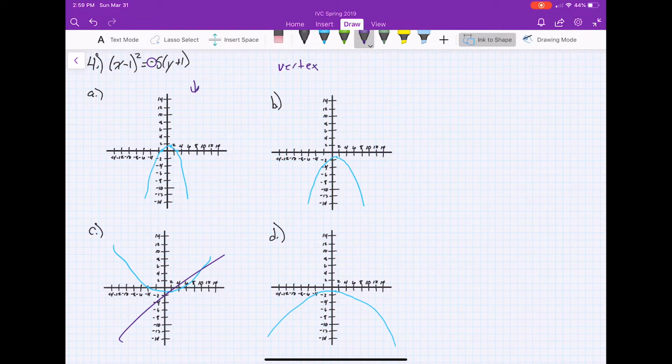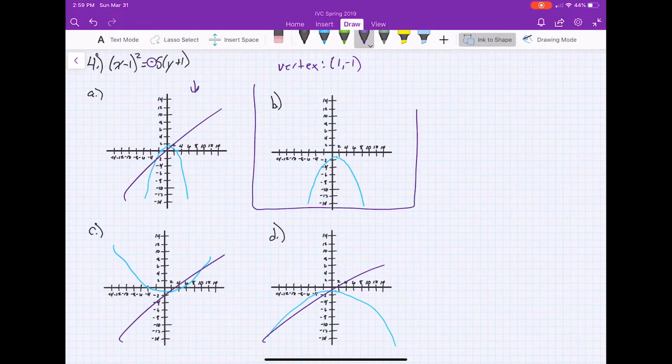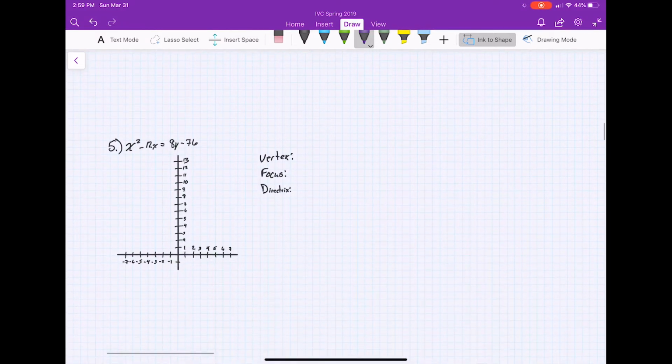So our vertex is (1, -1). Now we just need to find one that has (1, -1), and A isn't it because that's a positive. This one looks like (0, -1), so that again leaves us only B. And sure enough, if you look, (1, -1) is the vertex right there, that little dot.